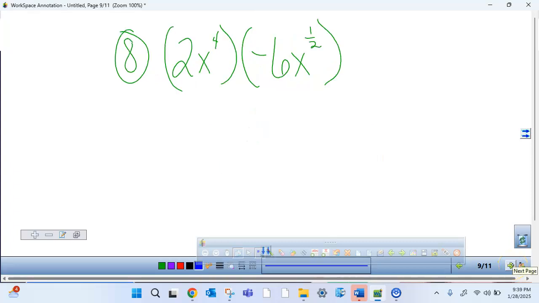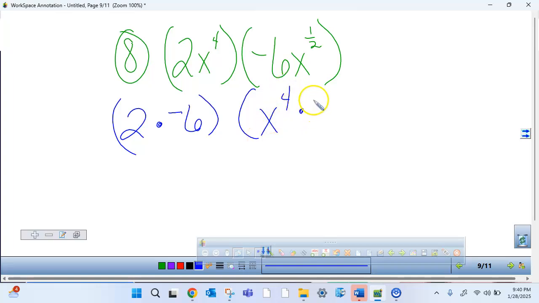And number 8, you have 2x power 4 times negative 6 x power 1/2. You want to apply your commutative and associative properties. And you want to take the 2 times the negative 6. Those are your non-powers. And then you want to multiply the x power 4 times the x power 1/2. Well, 2 times negative 6 is negative 12. That is not a negative exponent, so it doesn't reciprocate. It's just a negative number.